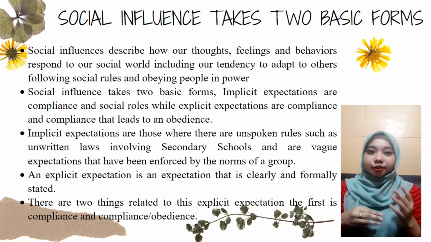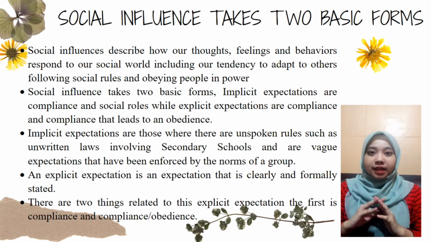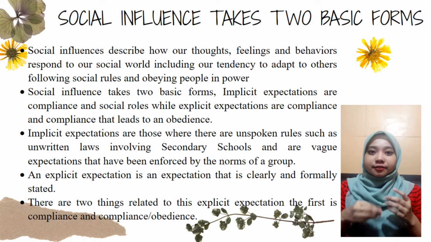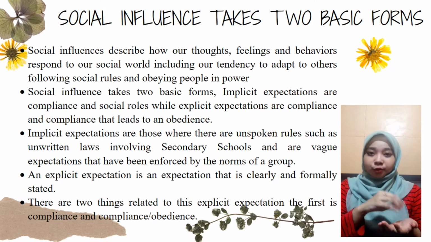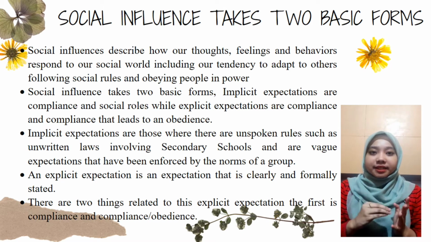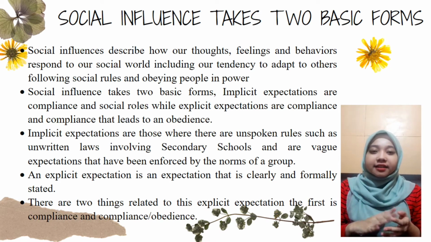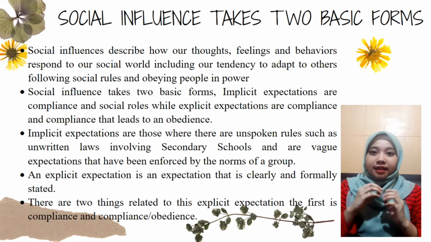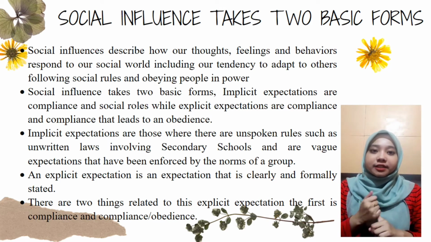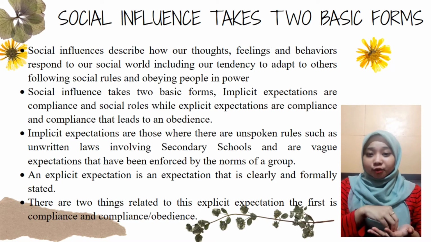Implicit expectations are those where there are unspoken rules, such as unwritten laws involving secondary school and a vague expectation that has been enforced by the norm of a group. An explicit expectation is an expectation that is clearly and normally stated. There are two things related to this explicit expectation. The first is compliance, that is, compliant or obedient. Compliance is a form of behaving in response to direct or indirect requests.